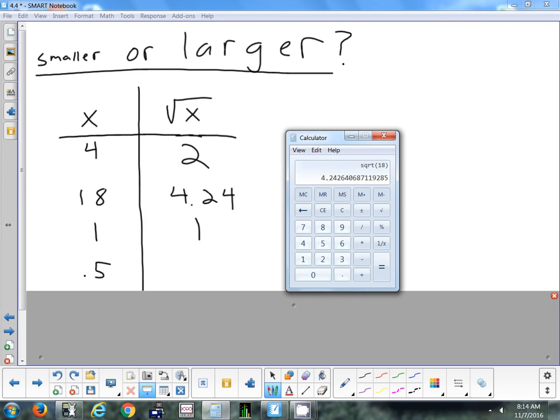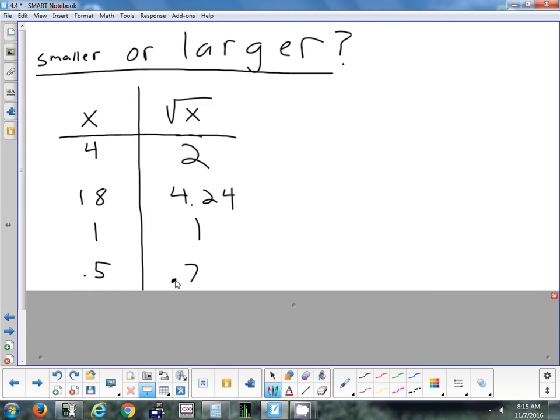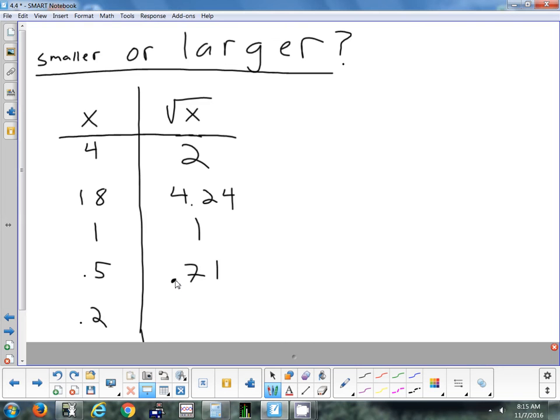No. So if you take the square root of 0.5, you need to multiply two numbers that are bigger than 0.5 together to get 0.5. So if you want to multiply two numbers together that are the same and you get 0.5, it's 0.71. So 0.71 times 0.71 is 0.5. What happened that time? Got bigger. Yeah, this time it got bigger.